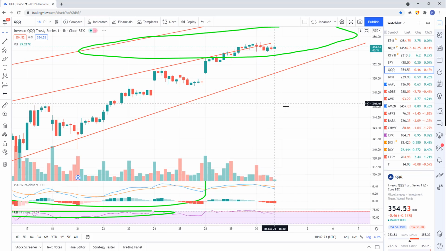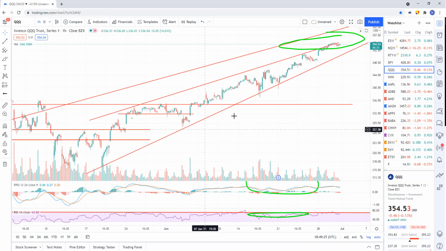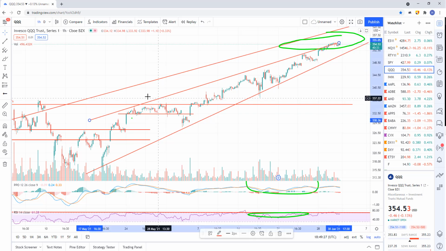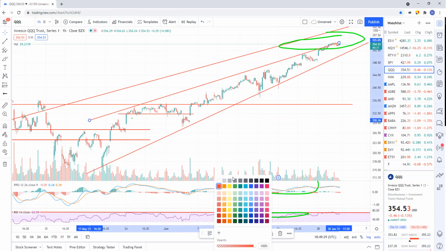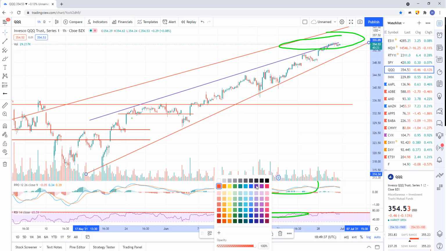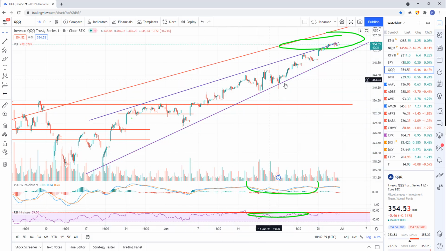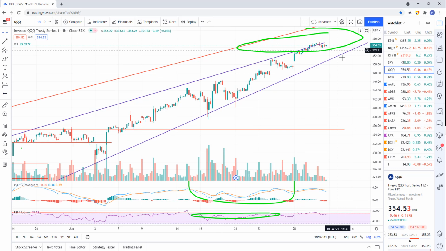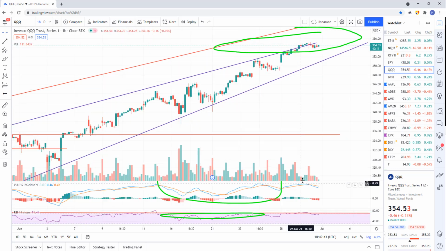So again, on the hourly chart, just to give you guys an update, we have a bearish rising wedge right here. I can kind of mark that out if you want. I'll just mark that in, we'll go with this dark purple maybe. There's your bearish rising wedge on the hourly. And we continue to just grind higher within the wedge. All right, so no change there.